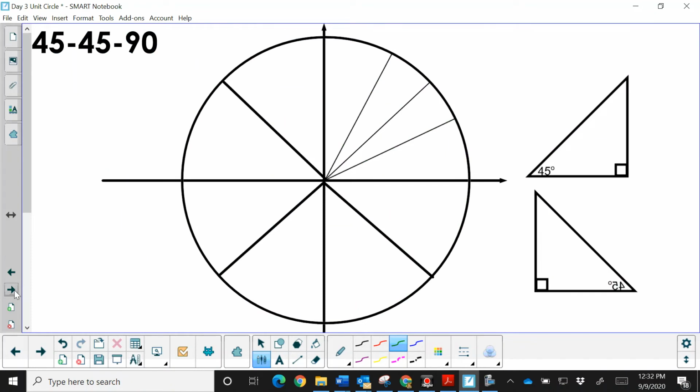So now let's look at the 45, 45, 90s. So for these, there's only one position in quadrant 1 that we need to look at. So again, let's go back and review our degrees. So this is 0, this is 90, this is 180, this is 270, and if you go all the way around, this also represents 360.